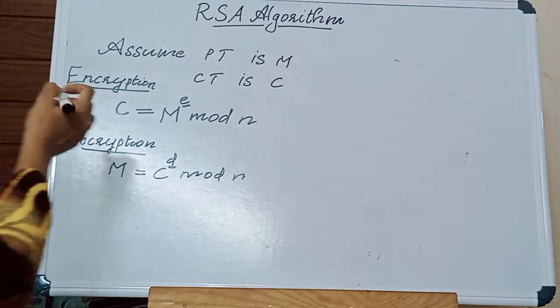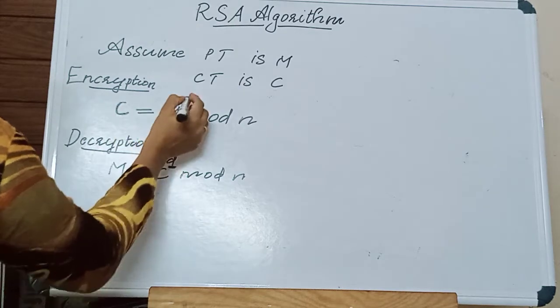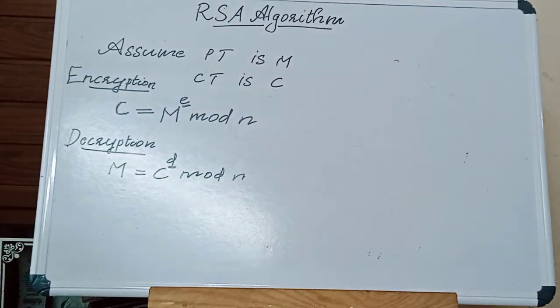For performing encryption, use this formula: C is equal to m raised to E mod n. For decryption, m is equal to C raised to D mod n. Okay, this is the encryption and decryption algorithm of the RSA algorithm. Next are the security mechanisms in the RSA algorithm.